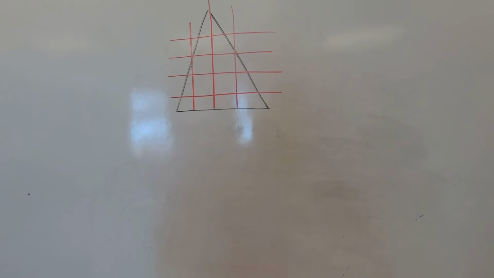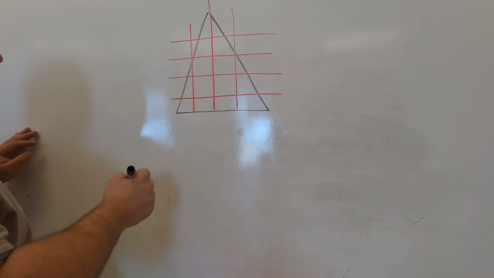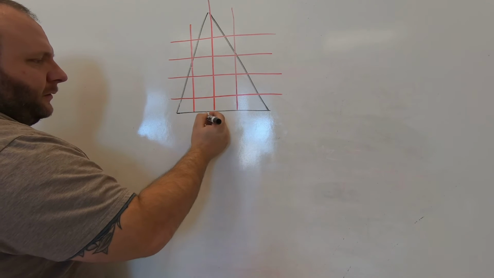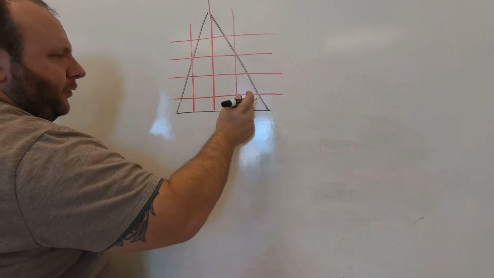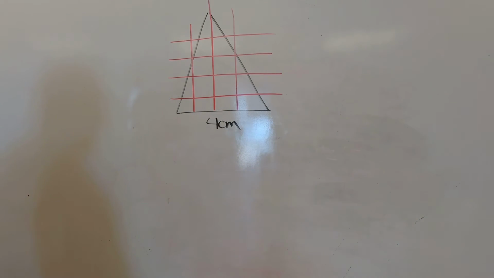All right, here's another triangle. Got a grid on it this time. So remember, each one of these little spaces is 1 centimeter. I know they're slightly off because I am kind of rough-handing it here. Let's take a look at the base to start. We have 1, 2, 3, 4 squares. So the bottom would be 4 centimeters.